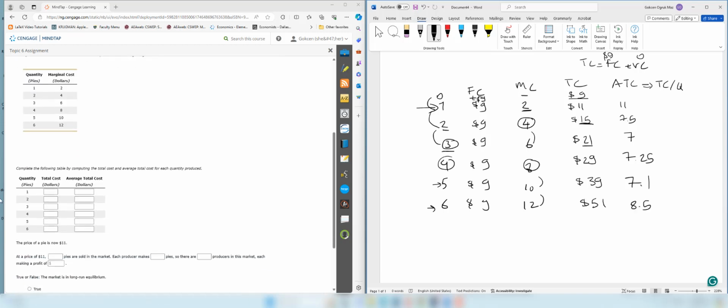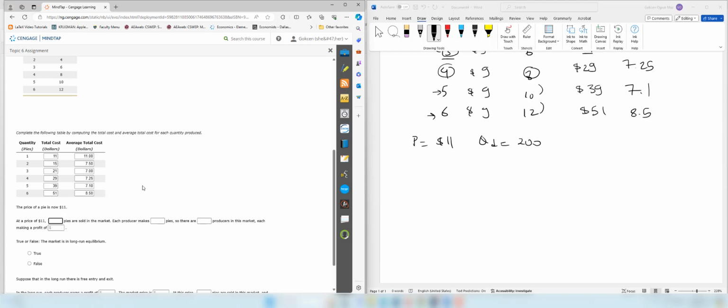So we just need to plug these numbers here. The first unit is 11. Second is 15, total cost. Third is 21. Fourth is 29. And fifth is 39. And the sixth one is 51. And average total cost starts with 11 and then 7.5, and next is 7, and now 7.25 and 7.8 and finally 8.5. The price of a pie is now $11.